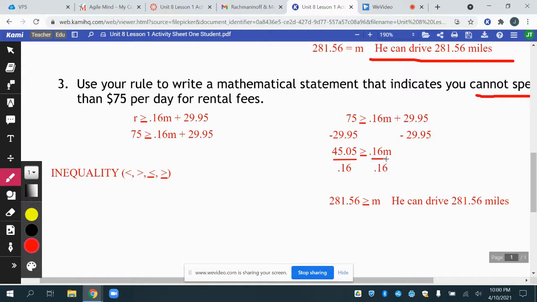And then the only difference is, throughout, from the beginning to end, I'm saying I don't want it to equal this. I'm not saying I have to drive 281.56 miles. I'm saying I can drive less than that or equal to that, and I won't spend more than $75 that way. So I could drive 280 or 260 or any number less than this, so that I'm driving a number of miles that doesn't cost more than $75. And that's all that's going on.